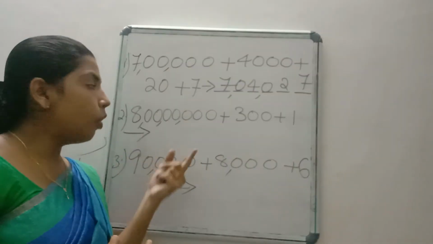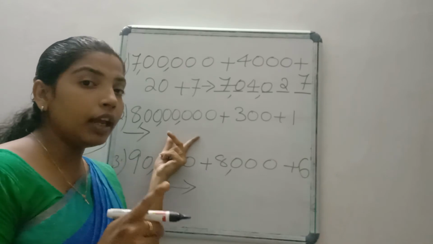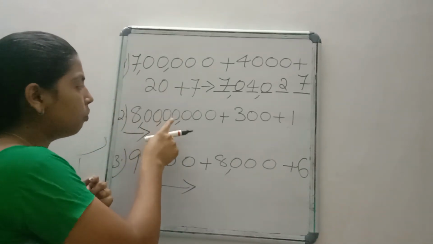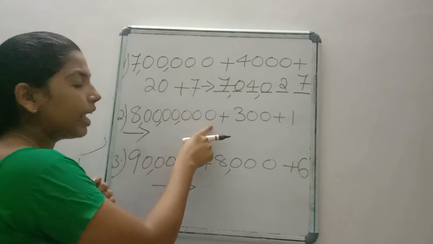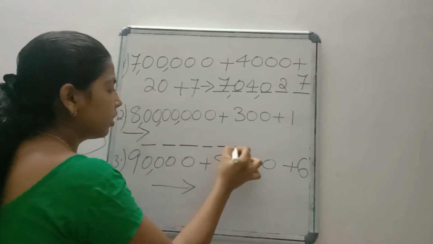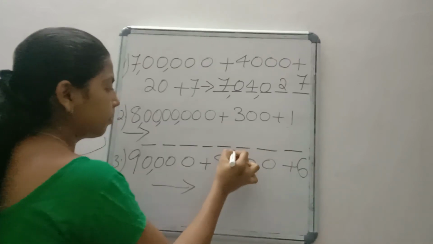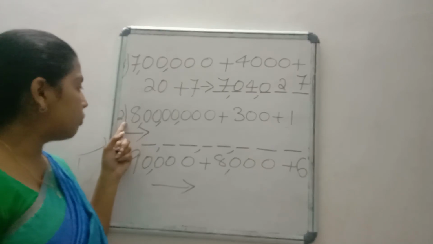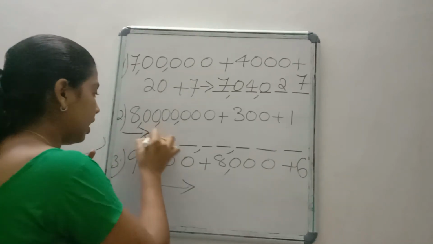So how can we do? Observe the first digit and count how many digits are there. 1, 2, 3, 4, 5, 6, 7, 8 digit number. So draw 8 lines. Okay, what's the next step? Write that first digit in the first place, 8.